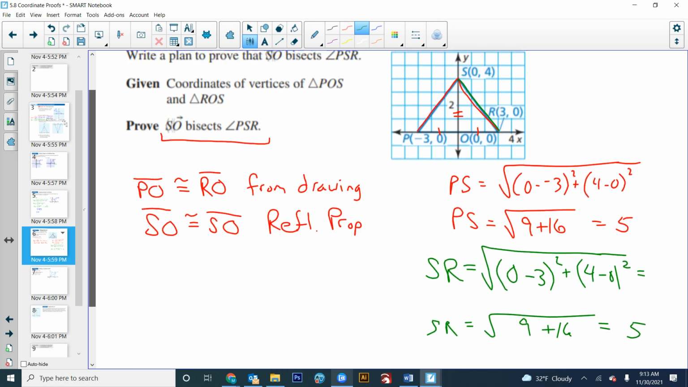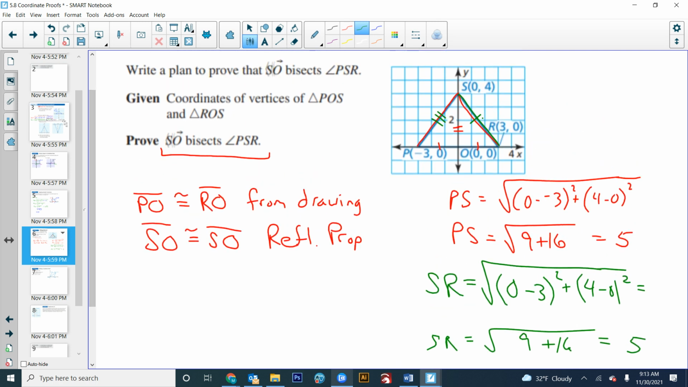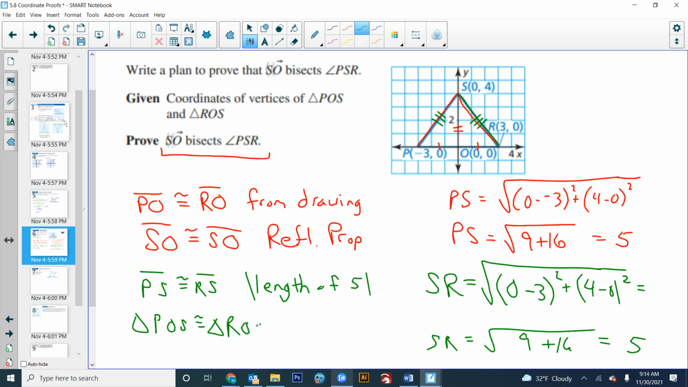Oh, look. SSS. So PS was congruent to RS, and they were both, man, this is glitching out, a length of 5. So triangle POS is congruent to triangle ROS by SSS.